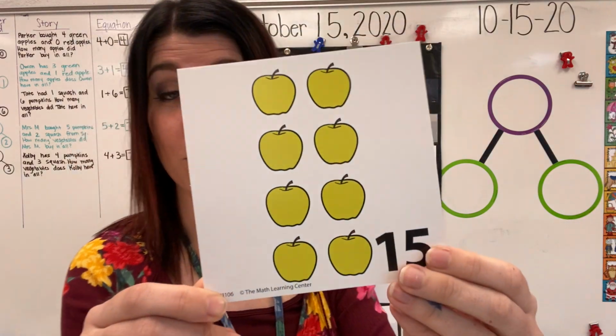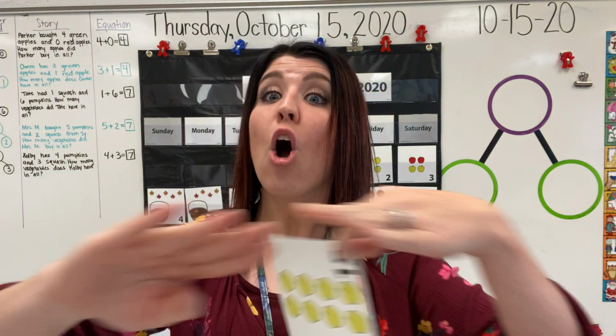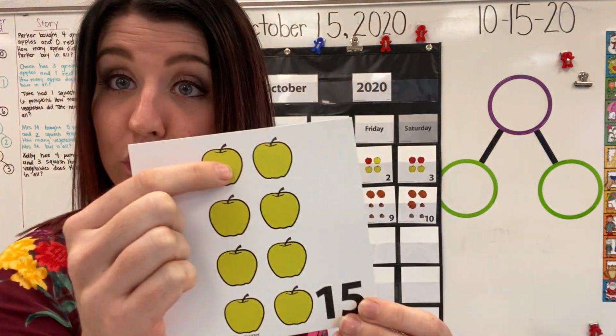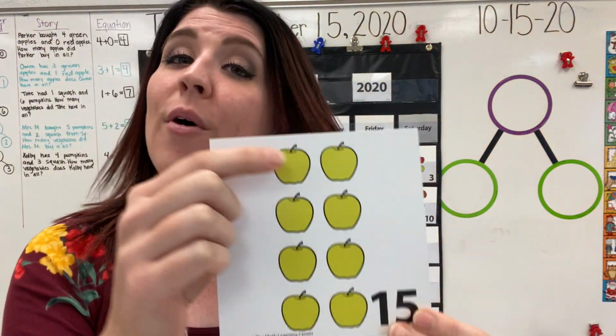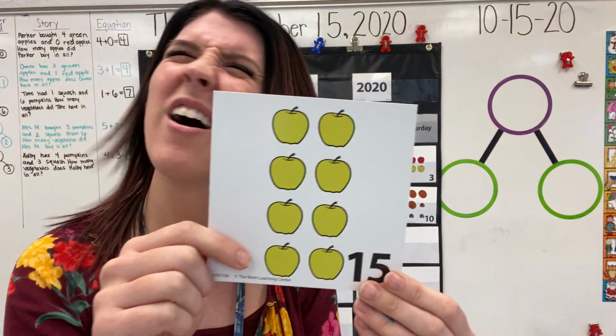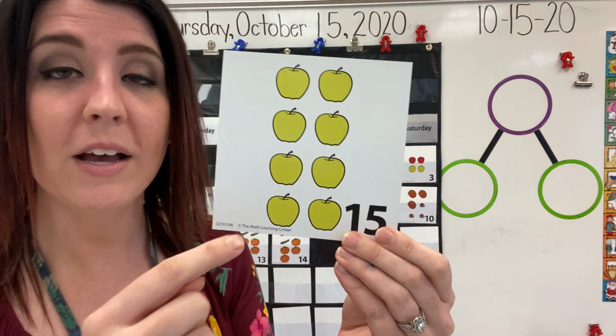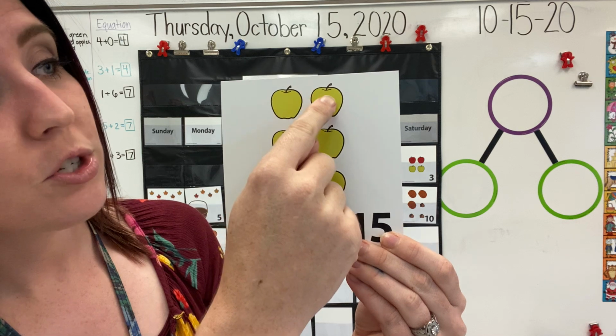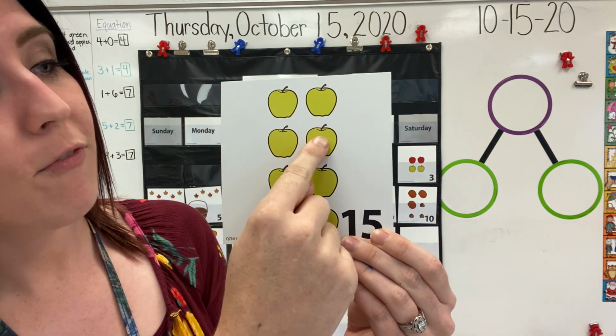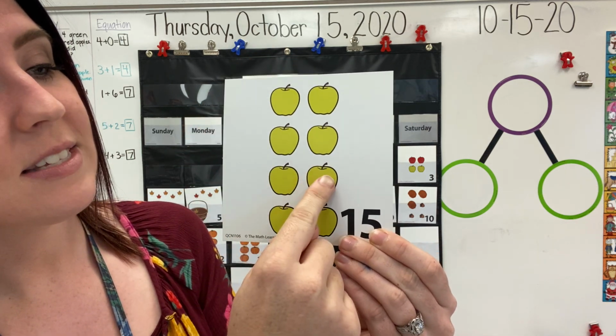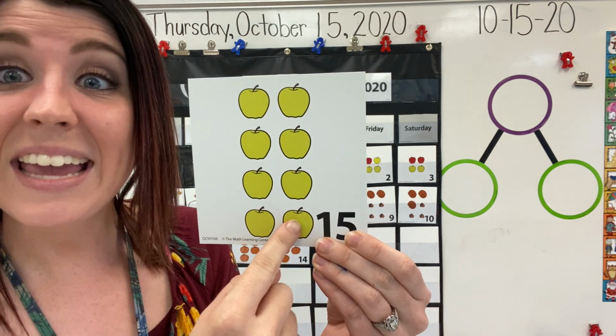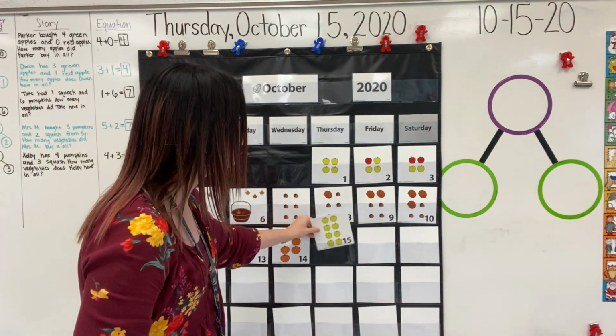Let's count together, okay? Remember, when we count, every apple is going to get one number and only one number. Can we give an apple two numbers? No. Can we skip an apple? No. Are you ready to count? Here we go. 1, 2, 3, 4, 5, 6, 7, 8. So we have 8 apples today.